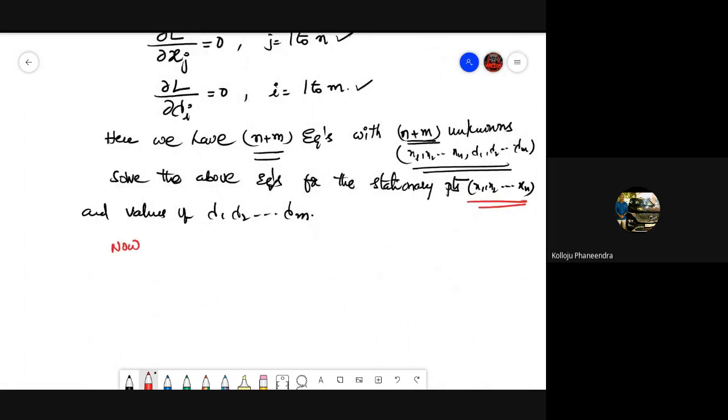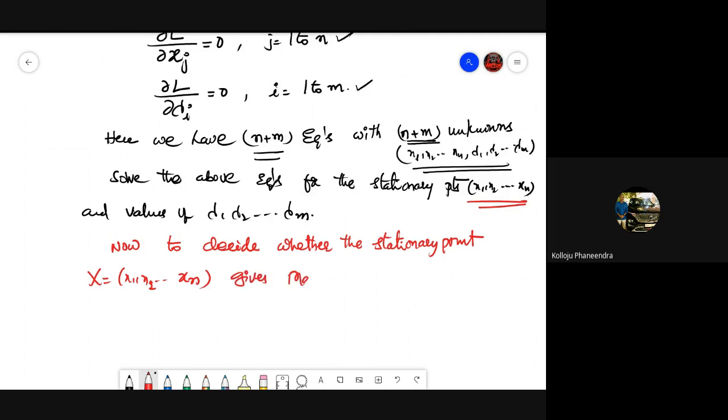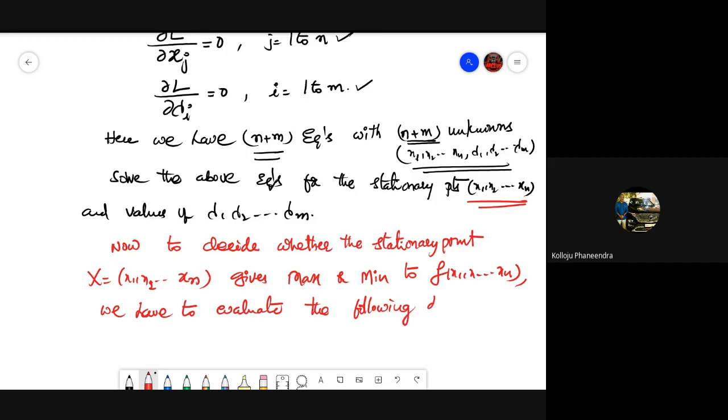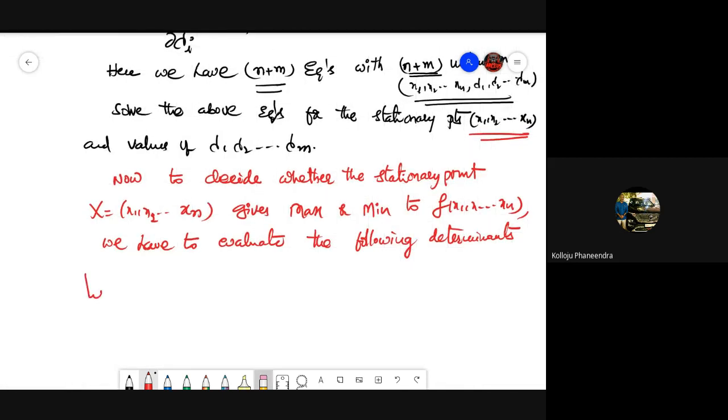Now, to decide whether the stationary point x equal to x1, x2, and so on, xn gives maxima or minima to f of x1, x2, xn, we have to evaluate the following determinants in the matrix.